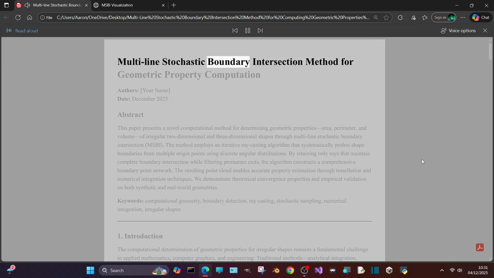Multiline stochastic boundary intersection method for geometric property computation. Authors: Sad Smiley. Your name, date, December 2025.